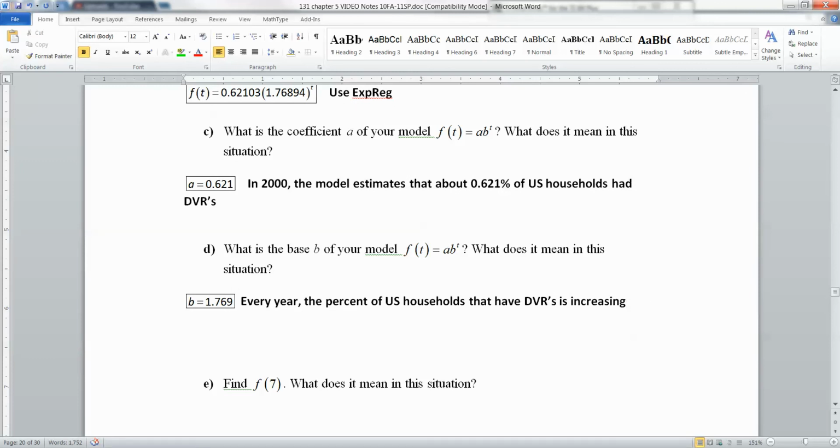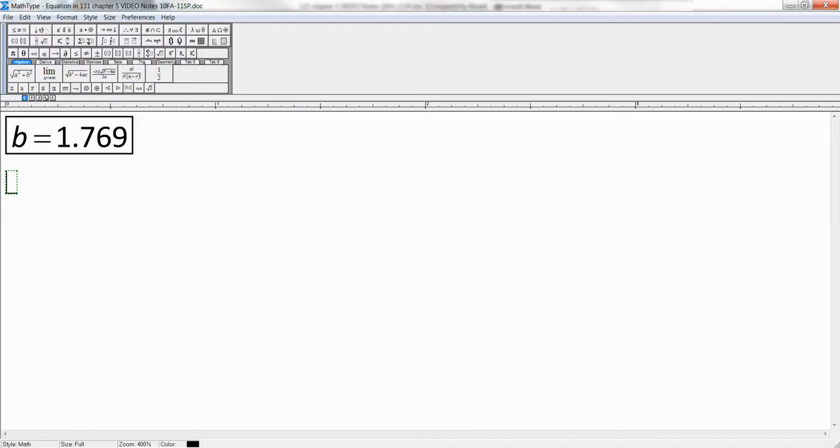Now, here's where students get all messed up. They want to say it's increasing by multiplying by 1.7 or something like that, and it's a percentage increase. So what you want to do is take B away from 1, right? Because if 1 is your flat line level, then you want to take B away from 1 to figure that out. So if you take 1.769, take away 1, you're going to get 0.769, which is 76.9%.